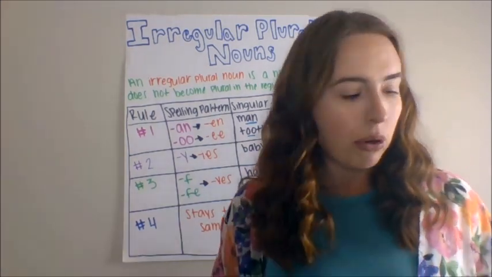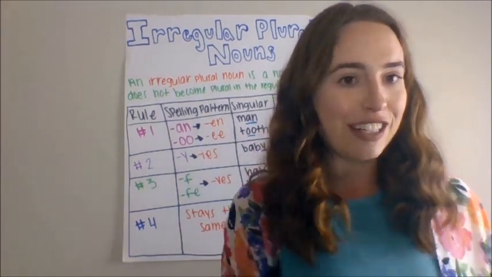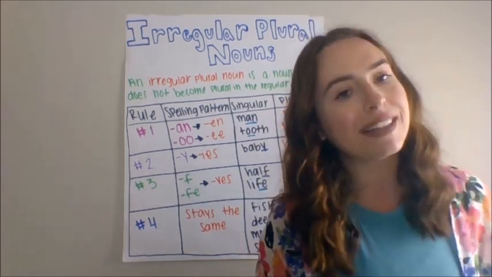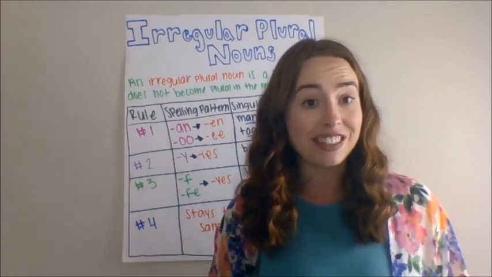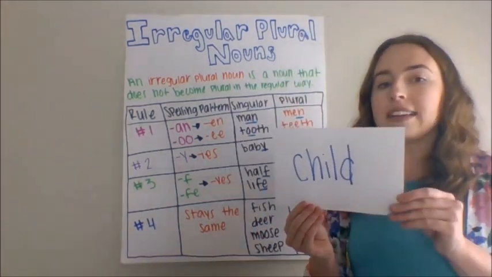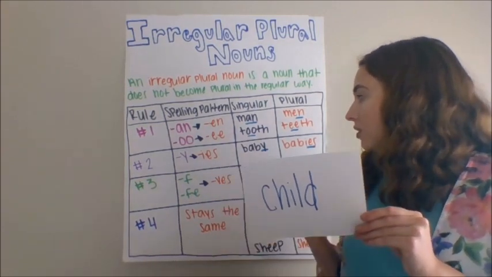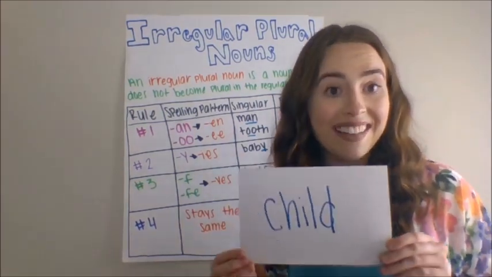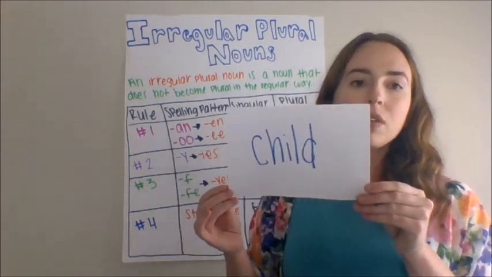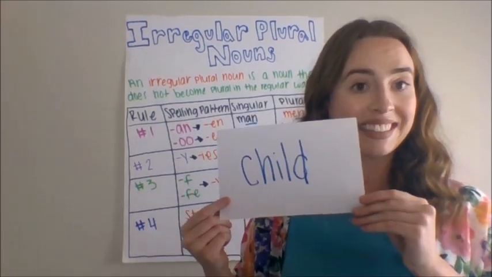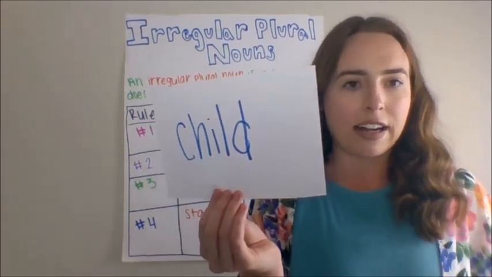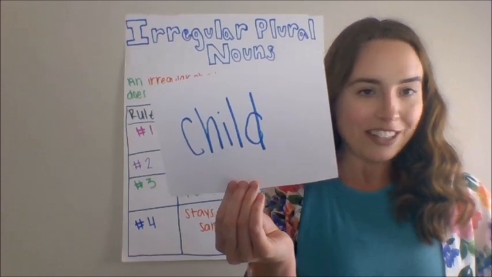So now we're going to go over a few examples after I show you the singular form. You're going to pause your video, write down what you think the plural is, and then you'll see if you're correct. So the first one is child. So this follows one of these rules. Just kidding, no it does not. This is one you just have to memorize. So child, pause your video and write down the plural form and see if you're correct.